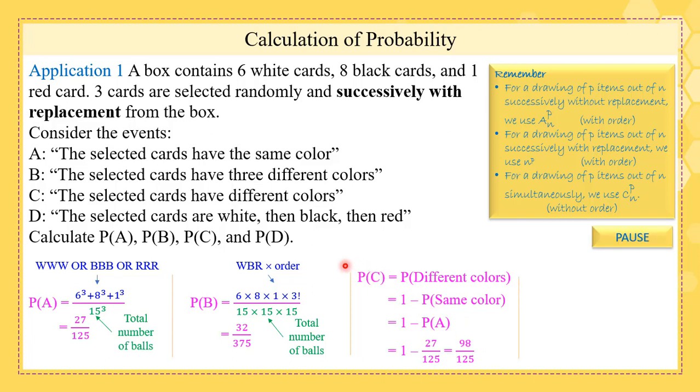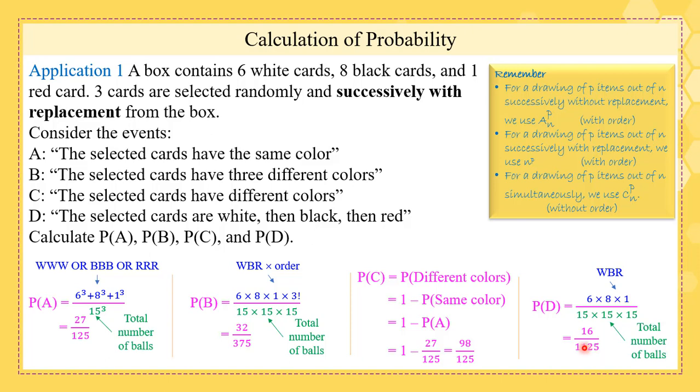And finally, try to do P of D alone. Pay attention here to the selection. So the selected cards are white, then black, then red. So here the order is given by the question itself. So we have white, then black, then red. That's it. And the answer is 48 over 3375.